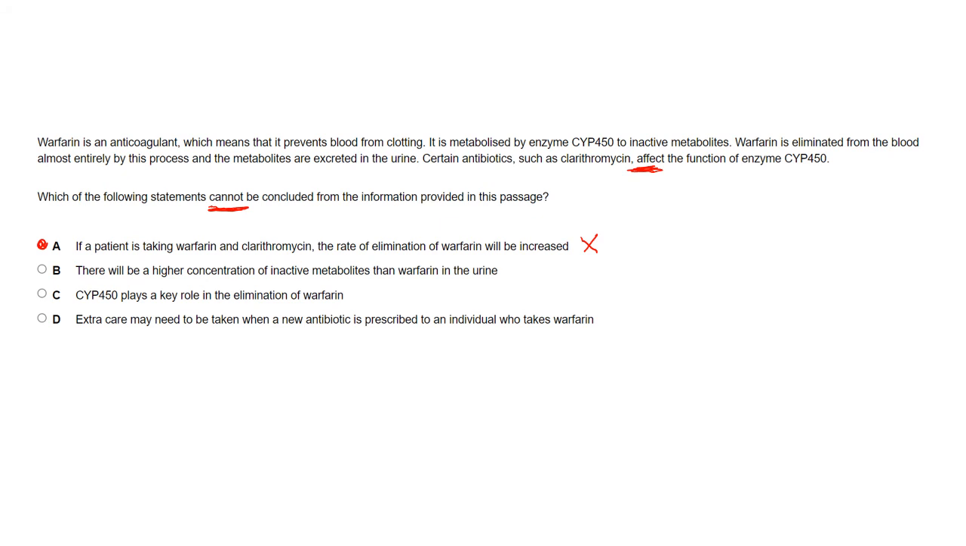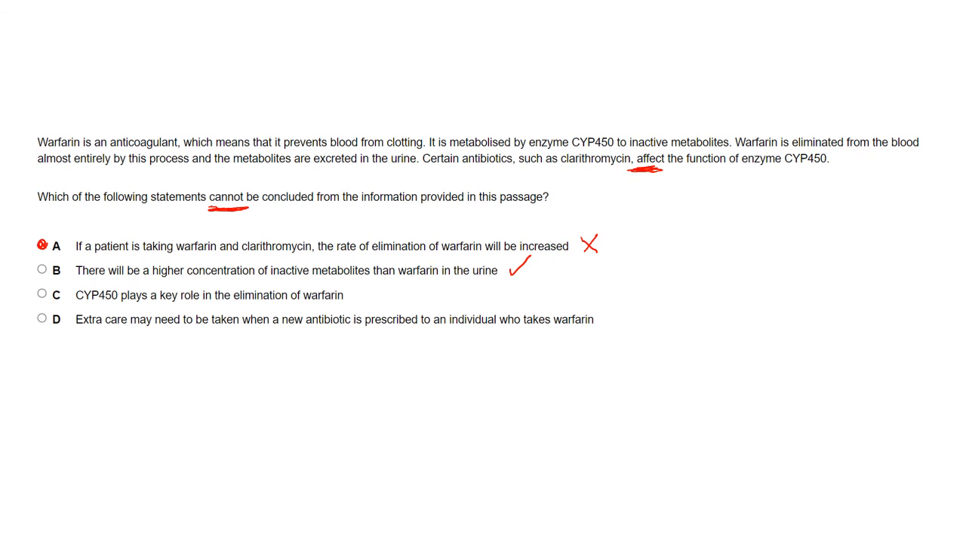So B says there will be a higher concentration of inactive metabolites than warfarin in the urine. Well, it tells us that warfarin is eliminated from the blood only really by this process of metabolization. So in other words, warfarin itself doesn't end up in the urine. It's only these metabolites of it that end up in the urine. So B seems like it will be true, that there will be more of these inactive metabolites than warfarin because the warfarin doesn't get into the urine.